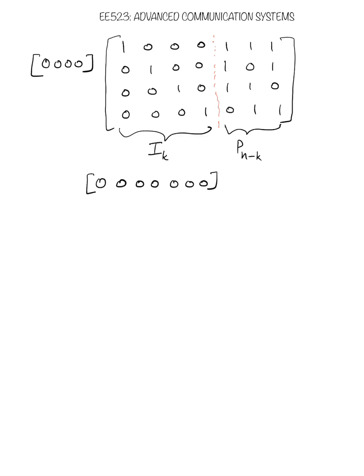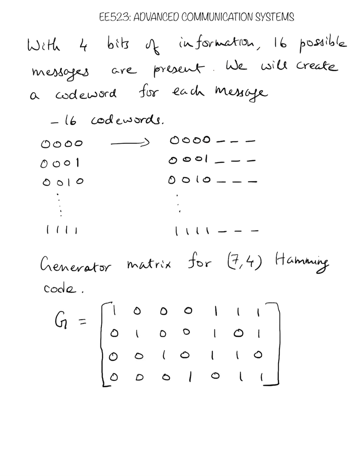So for the message 0 0 0 0, the code word you're going to get, I'm going to write it here. I'll write the parity bits in a different color. So the parity bits you're getting here are 0 0 0. So that's the message, and that's the code word. Now let's do it for the second message, which is 0 0 0 1.